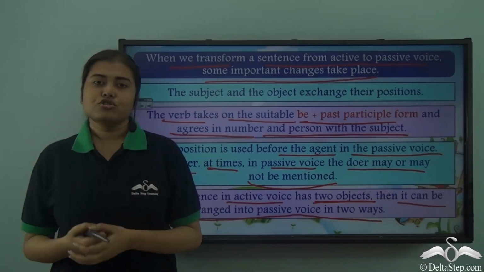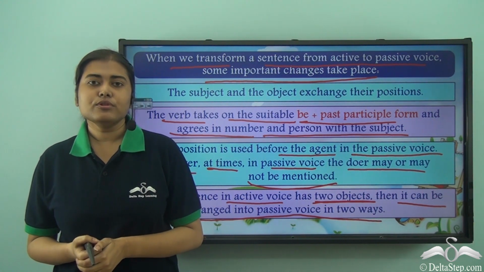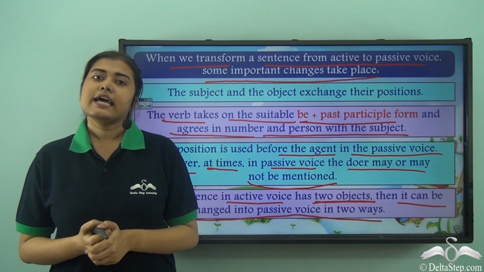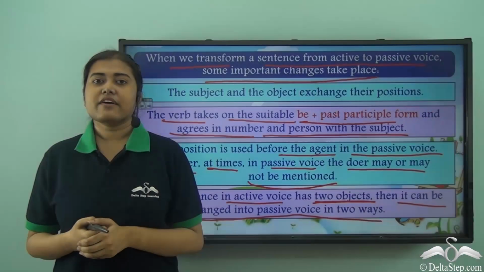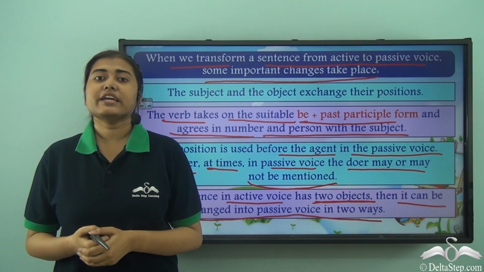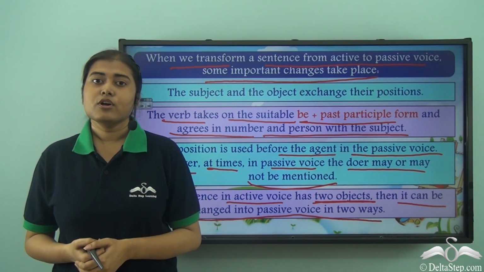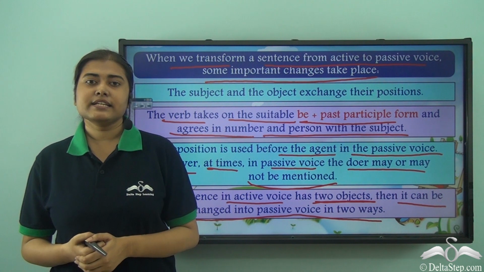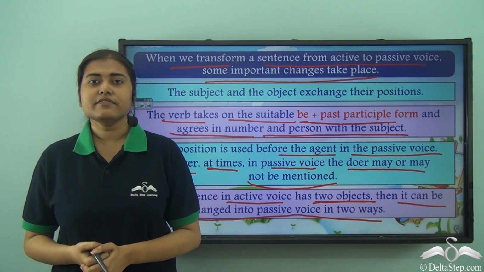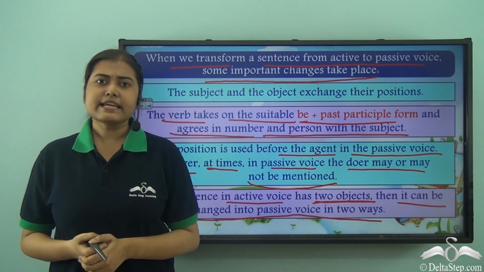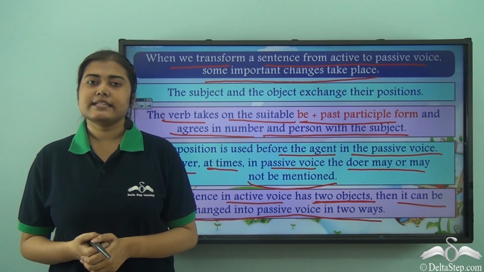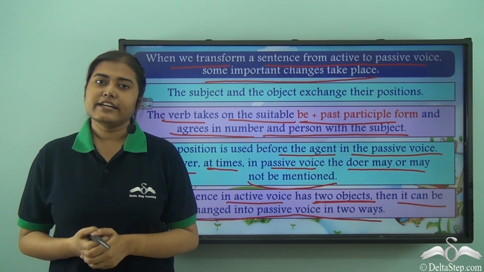However, at times in passive voice, the doer may or may not be mentioned. Also, if the sentence in active voice has two objects, then it can be written in the passive voice in two ways. So today we have learned some of the rules as to how to change a sentence in the active voice into its passive form. Also, we have seen cases where we cannot have a passive form. So now that you have learned the different ways of changing a sentence from active to passive, you can take up as many examples as possible and see if you can change the sentences in the passive voice correctly.